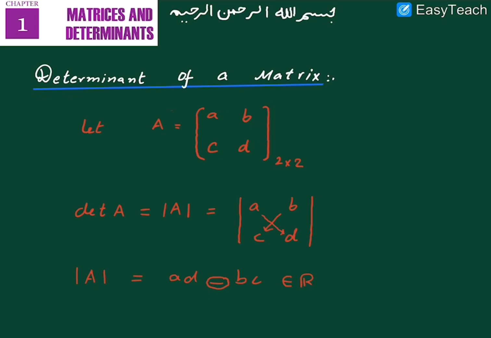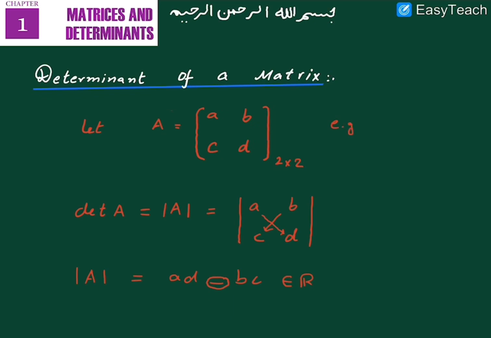Again, let A = [[a, b], [c, d]] be a square matrix of order 2 by 2. Then its determinant is denoted by det A, or |A|, and is defined as ad minus bc. Let's see an example for this one.